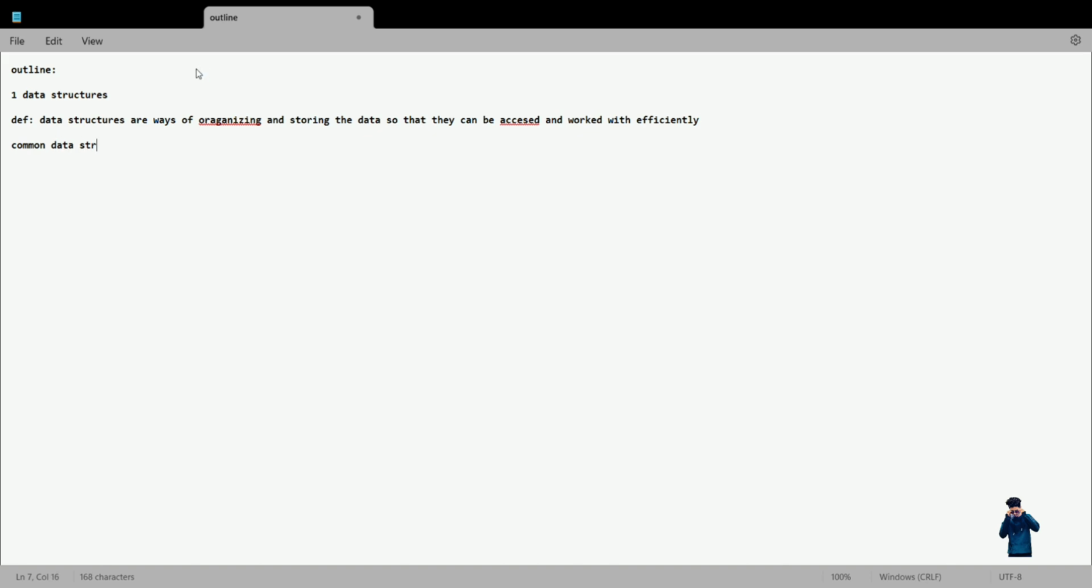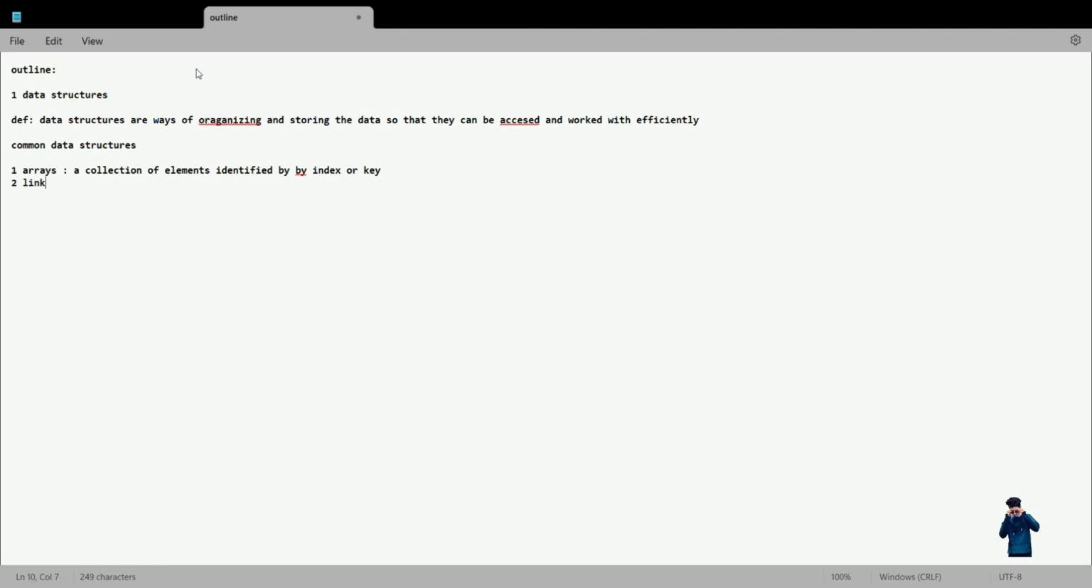So common data structures. What do you mean by common data structures? First one, arrays. We already know about arrays from previous tutorials like Python. What are arrays? A collection of elements identified by index or key. This is the definition for arrays.